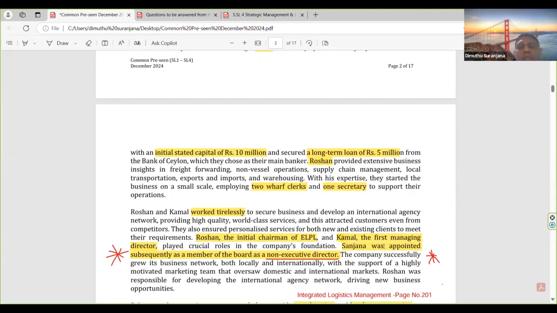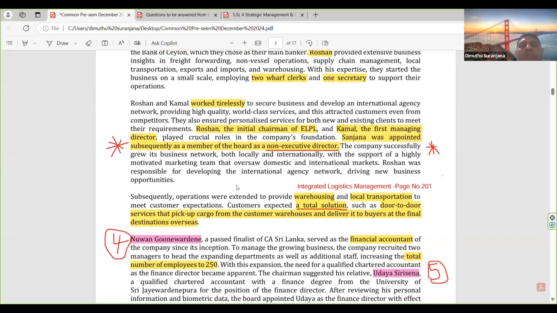They chose it as their main banker. Roshan provided extensive business insight in freight forwarding, non-vessel operations, supply chain management, local transportation, export and import and warehousing. With his expertise, they start the business on a small scale, employing two clerks and one secretary to support the operation. See, only a small number of people were there at the beginning, and Roshan uses his experience related to these areas. Then Roshan and Kamal work tirelessly to secure business and develop an international agency network, gaining some leadership quality, working hard.